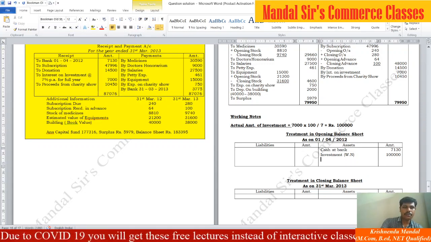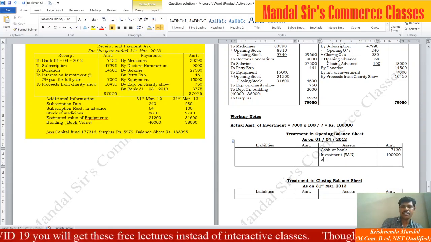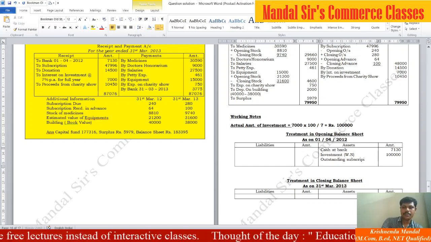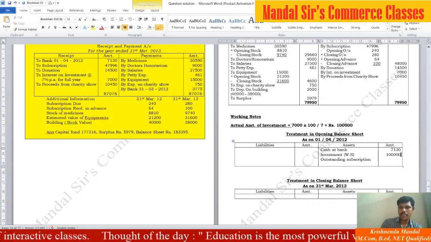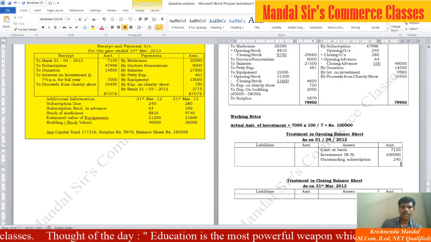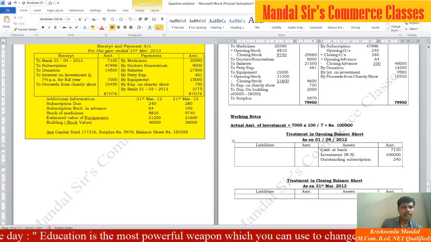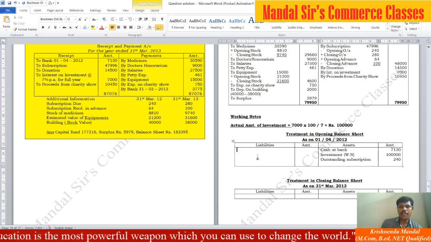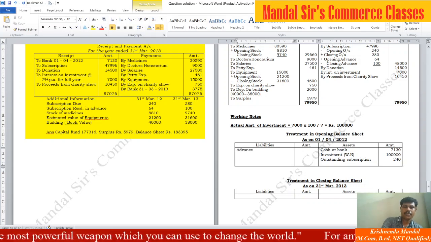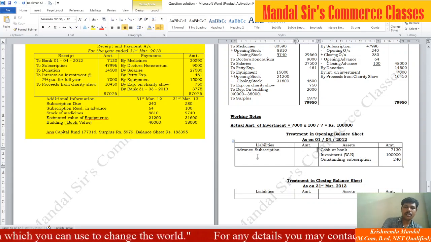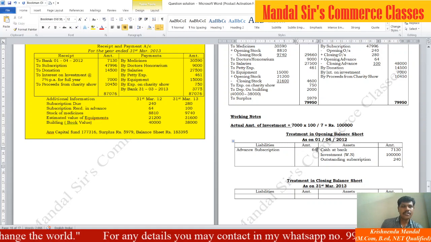So write one by one. First of all, subscription due, that means outstanding subscription. What is the amount of outstanding subscription? That is 240. After this, opening advance is given. Opening advance will show in the liability side. Advance subscription. What is the amount of advance subscription? That is 64.